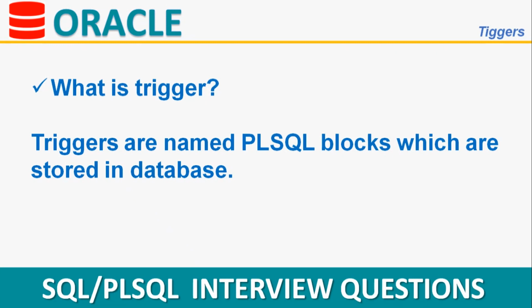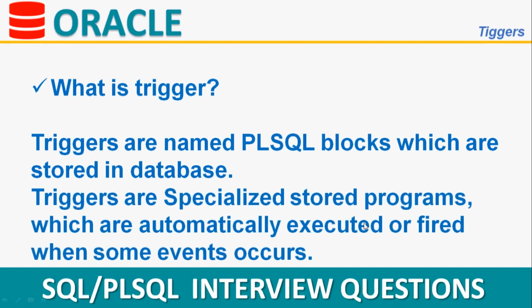Triggers are specialized stored programs which are automatically executed or fired when some event occurs. Procedures and functions are subprograms, correct? These are specialized subprograms. The procedures we need to execute manually, but triggers will execute automatically by themselves when an event occurs.